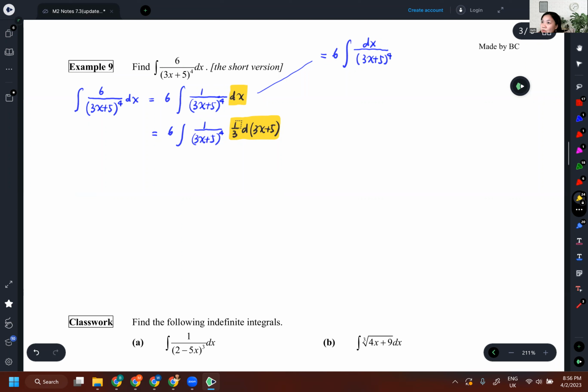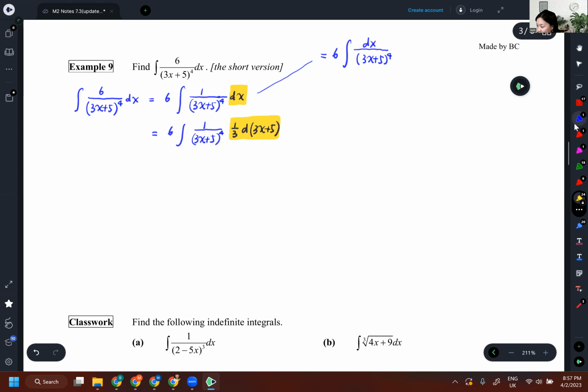In the end, this is u. That means dx equals 1 over 3 du. That means du equals 3 dx. That means du/dx equals 3. So this is the short version of what I call it. It looks like you're multiplying or dividing. And then you can think this is 1 over u to the 4, times 1 over 3 du. Now I'm taking out 1 over 3.